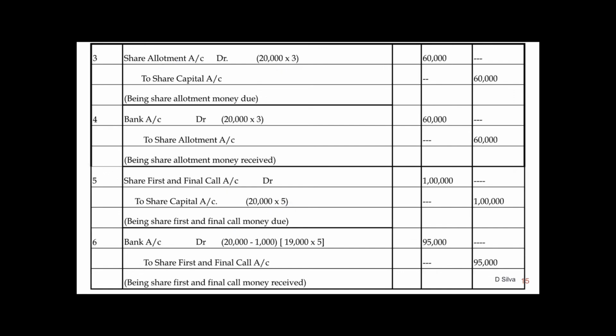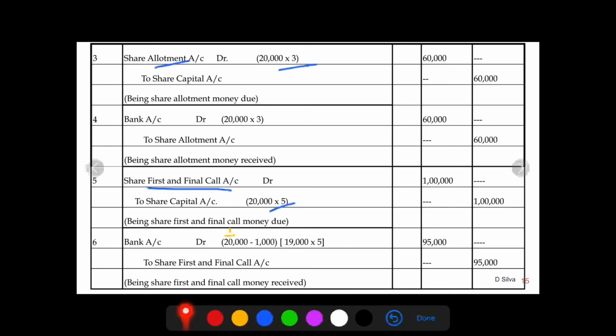So that's it with the solution, students. Do remember that for passing journal entries, 1 mark is allotted. So this is just a part of your 12 mark.